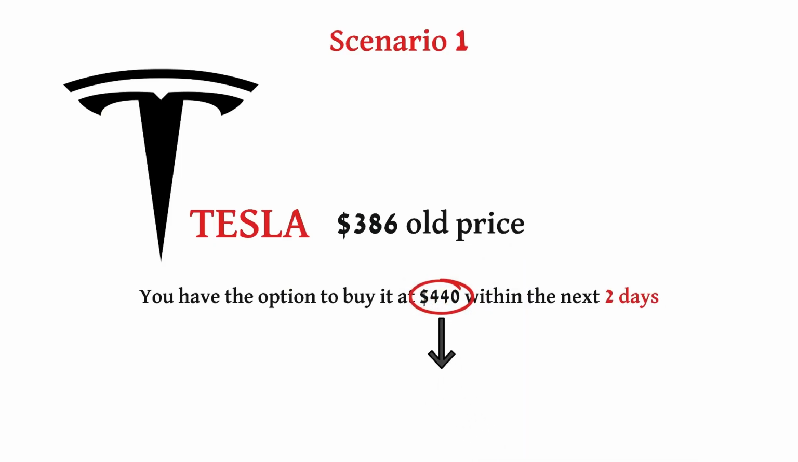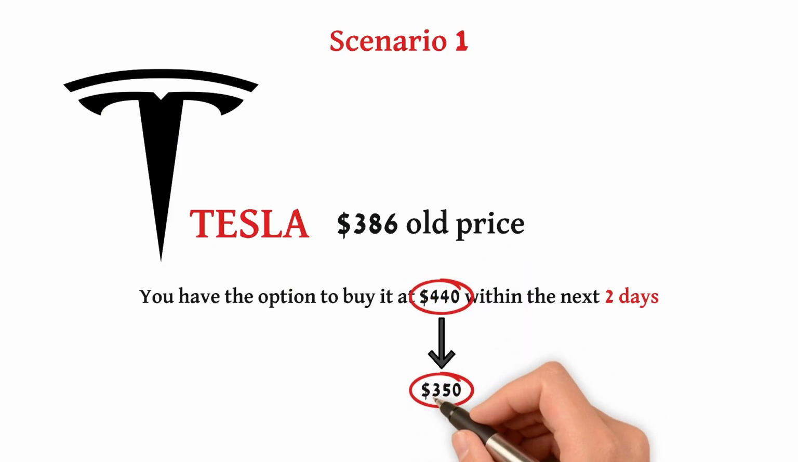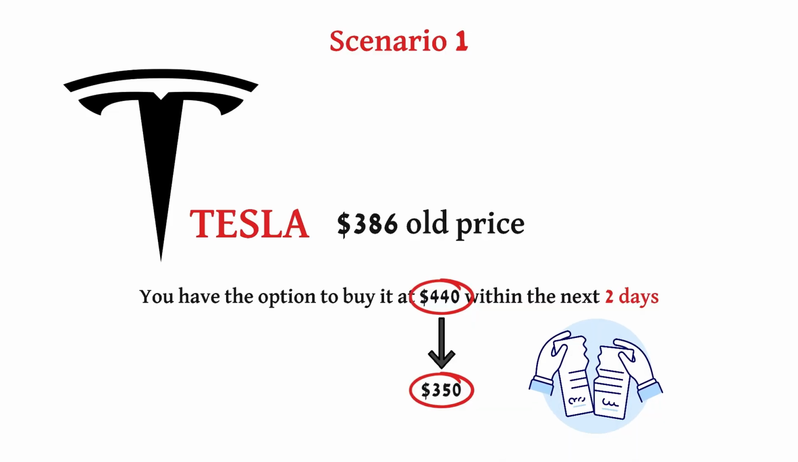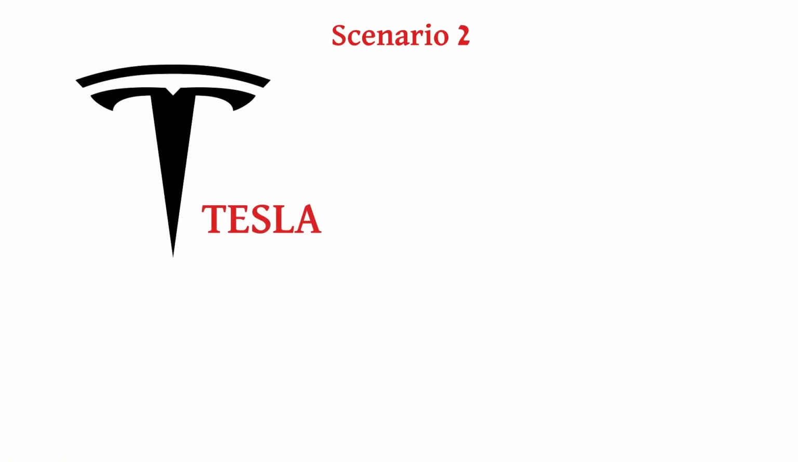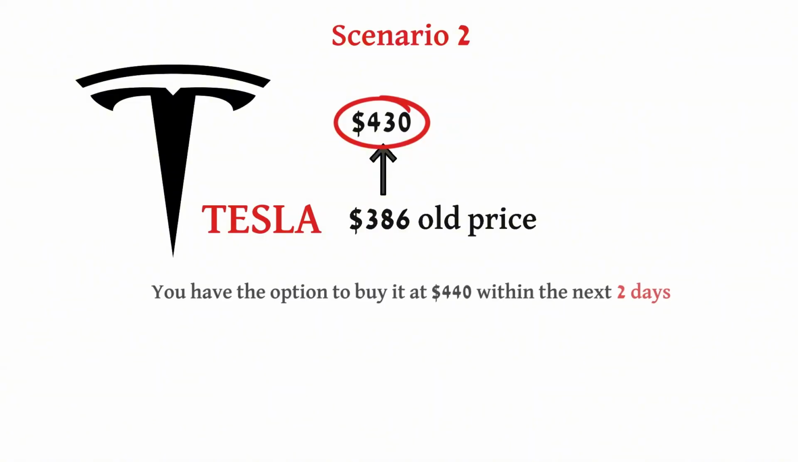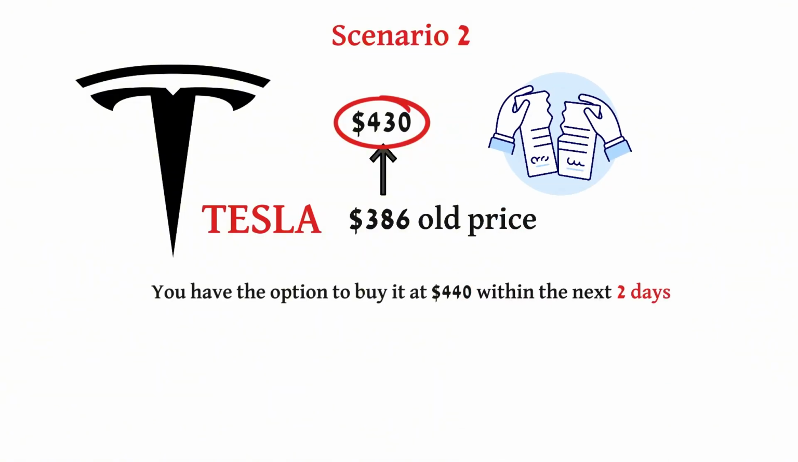Let's say the stock price goes down to $350. The contract is now worthless and you paid 90 cents for that contract. So in this case, you lose money. Scenario 2: Tesla is at $386 and let's say the stock price goes up to $430. It's the same situation. It didn't go up enough. So in this case, you will also lose money.